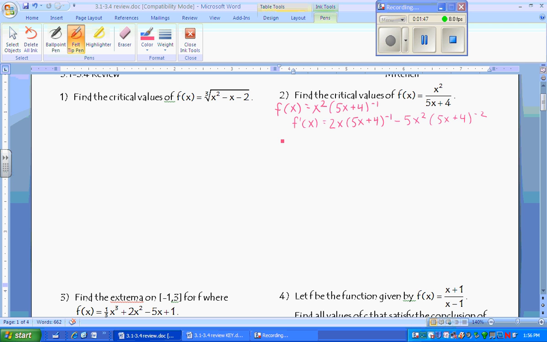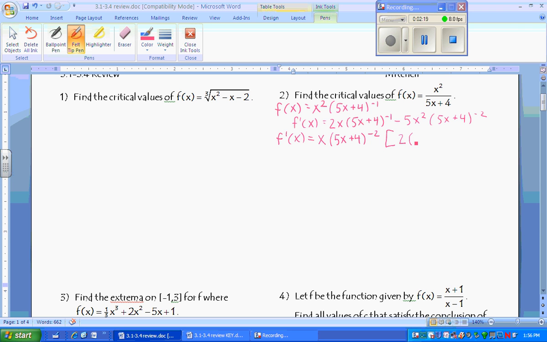Okay, then you have to factor it in order to get the critical values. You take out an x, since it's a common factor. You'd also have to take out 5x plus 4 to the negative 2, because that's the lowest exponent. So that's why you have to take it out. And you make the parentheses, and you just put 2.